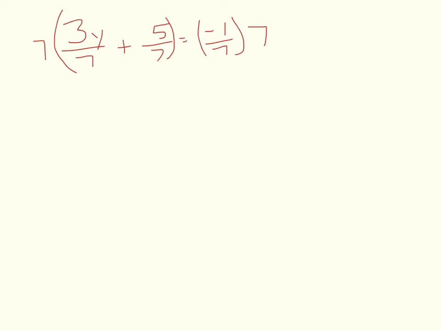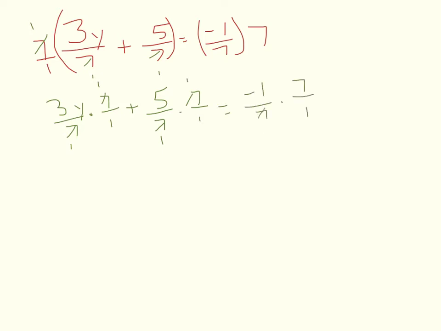Notice when I do this, what's going to happen here? This 7 is the same thing as 7 over 1, right? Well, if that's 7 over 1, then this 7 will cancel with that 7, and it will cancel with this 7 as well. Let me write it this way. I'm going to have 3y divided by 7 times 7 over 1, and that cancels. I'm also going to have 5/7 times 7 over 1, and that cancels as well. Equals, on the other side, -1/7 times 7 over 1. That's going to cancel as well.